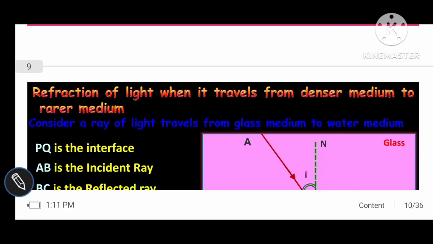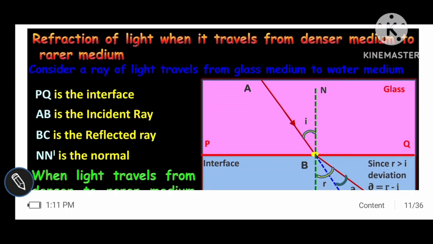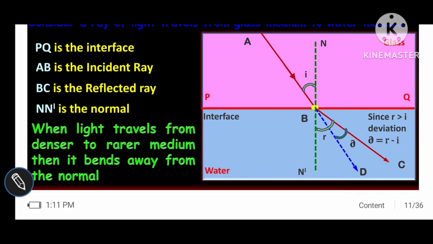Refraction of light when it travels from denser medium to rarer medium. When a ray of light travels from denser medium to rarer medium, again the same diagrammatic representation we are going to consider, that is PQ is the interface, AB is the incident ray, BC is the reflected ray, N dash will be the normal. But the condition here changes: when the ray of light travels from denser medium to rarer medium, the reflected ray always bends away from the normal.